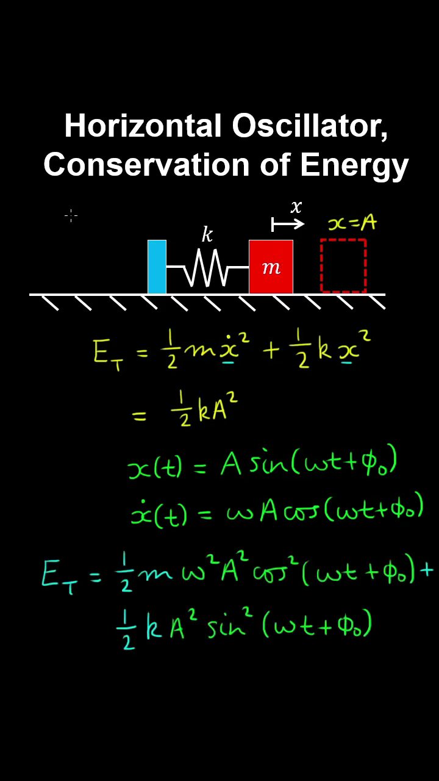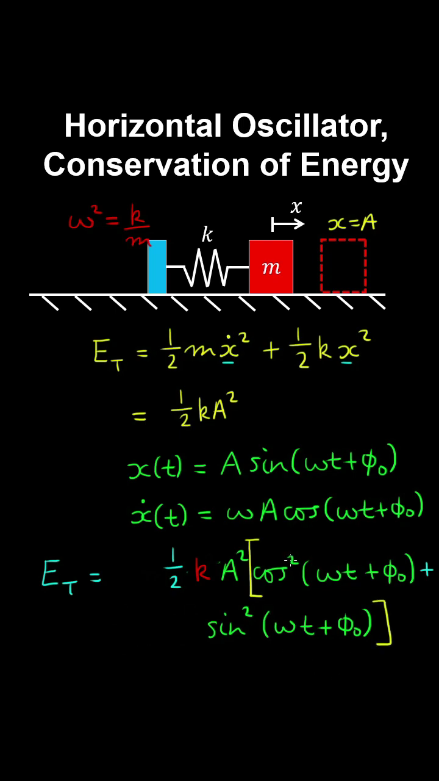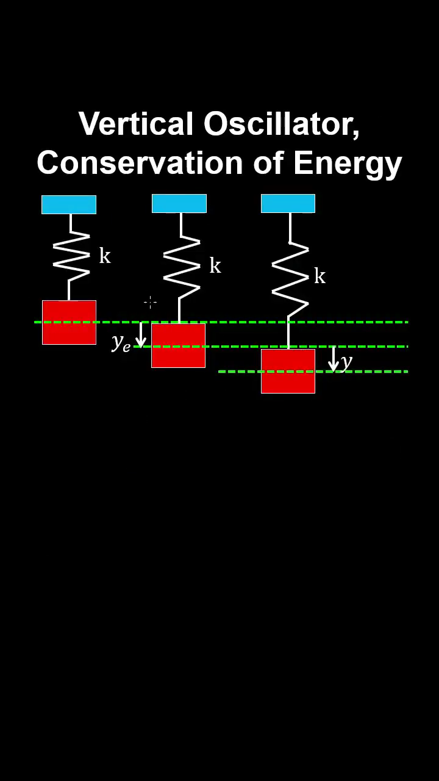And as we know, the square of the angular frequency of the system is equal to the stiffness of the spring by the mass of the block. So therefore we can write m omega squared as k. And now if you factor out 1/2 ka squared, and using the trig identity, the term in the brackets is 1, and therefore the total energy of the system is equivalent to the potential energy when the block reaches the amplitude of the oscillation. We can also show that energy is conserved for a vertical harmonic oscillator.